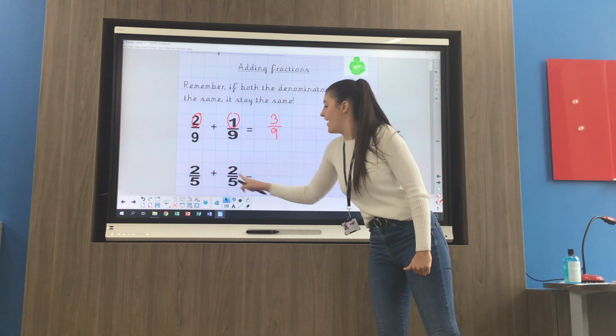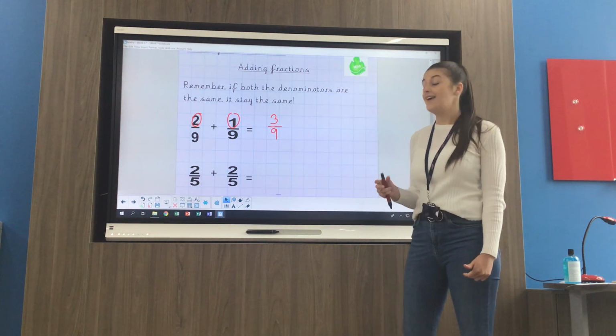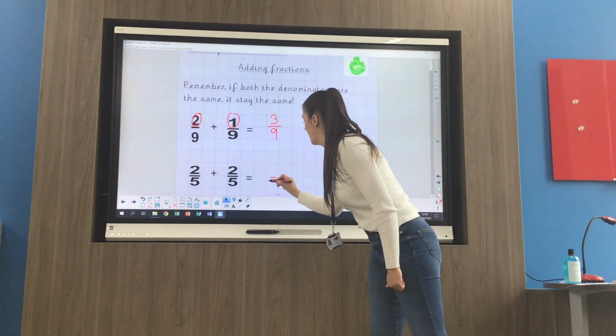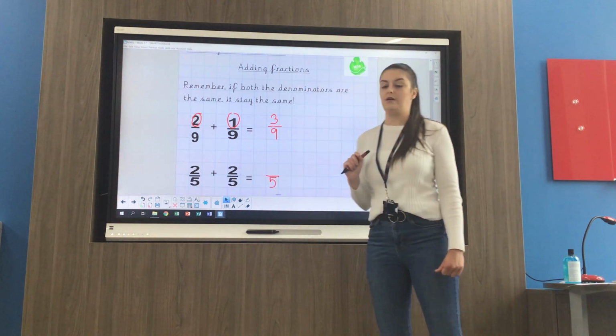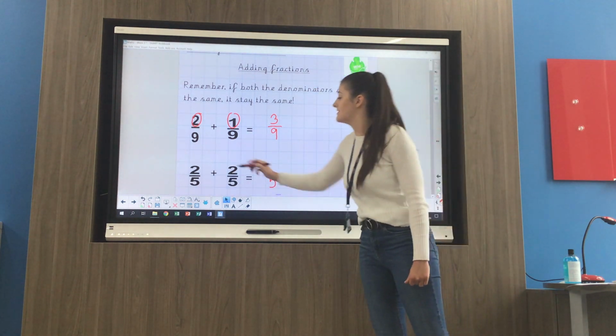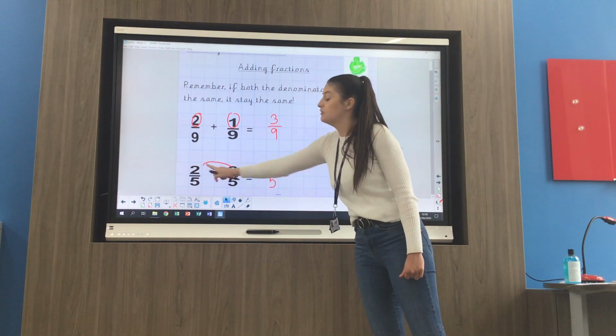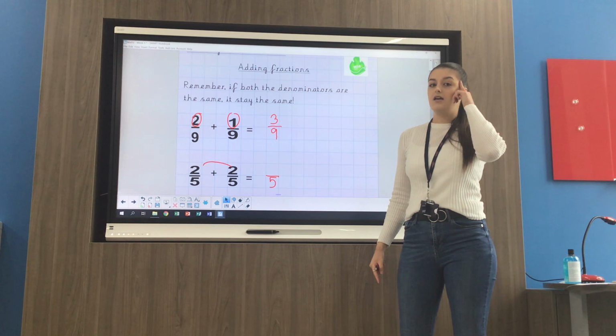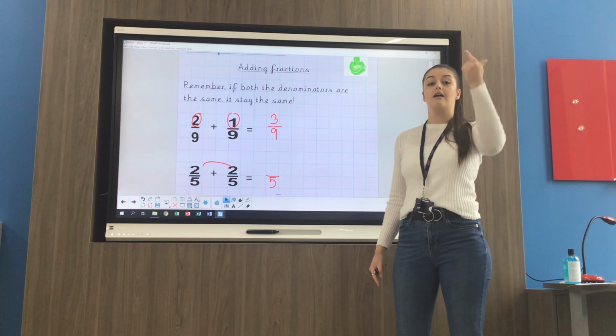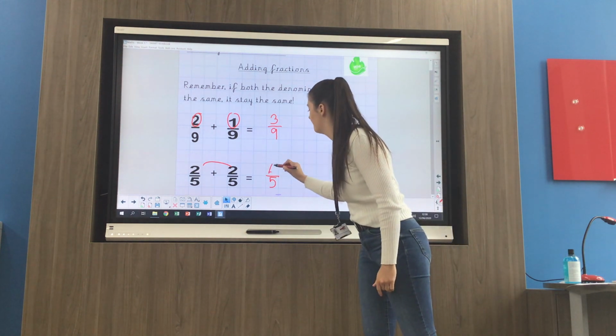Oh, I've got 5 as my denominator, 5ths it's been split into, so it's going to stay the same because I've got 2 of them at the bottom there, and I just need to add my numerators. So 2 add 2. Can you work it out? Ready? 2 in your head, 3, 4, 4/5.